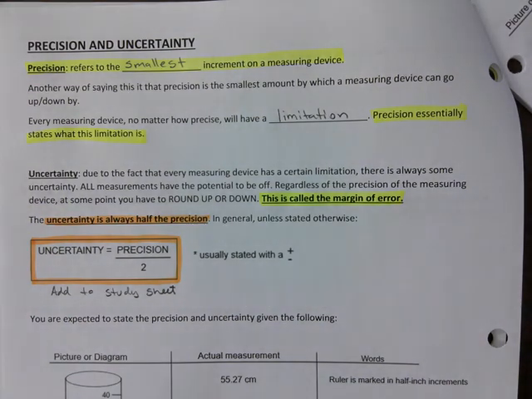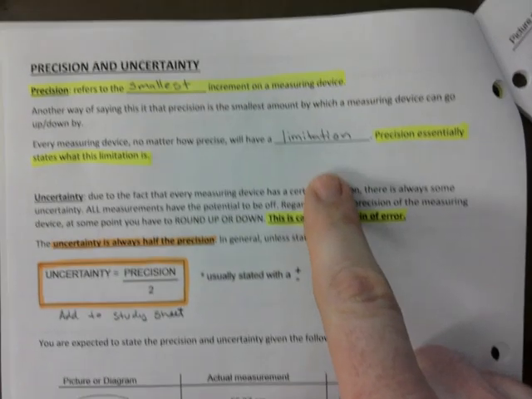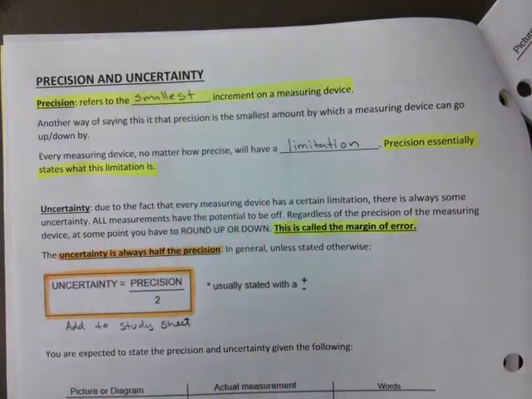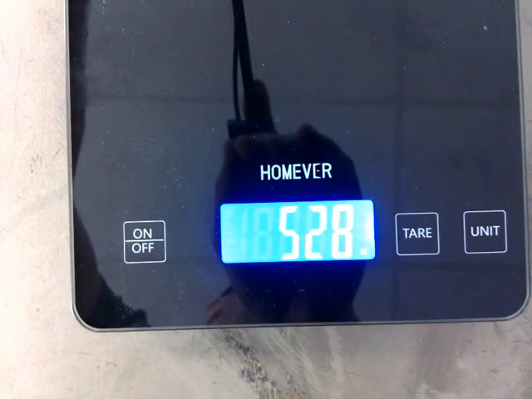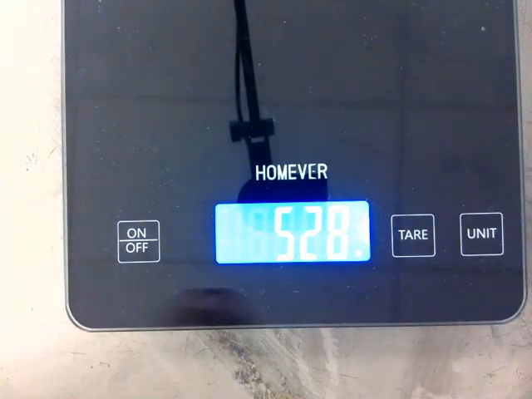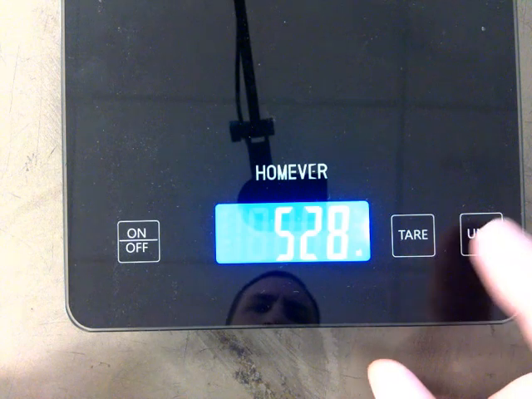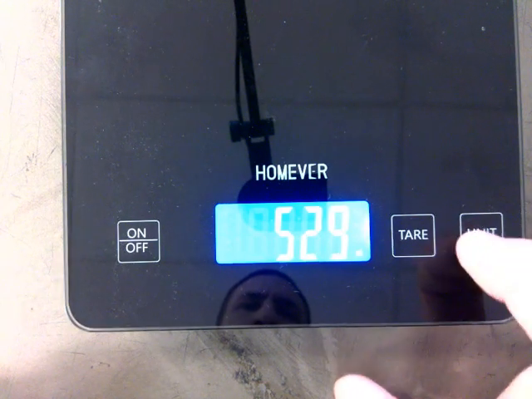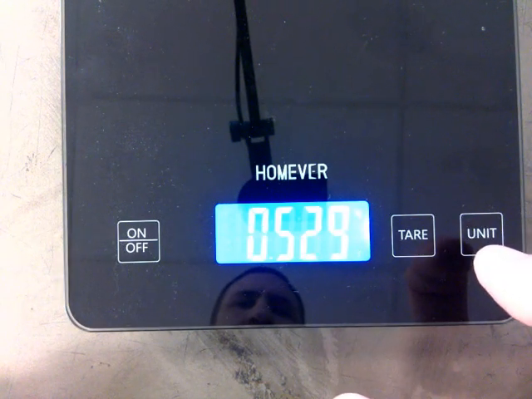I might bring some more goodies to show you, but I think this one does. This is a kitchen scale, okay? And I would like you to see what I mean by the precision. There's a smallest amount it can go up by. And then at some point you round. So I'll take this off for a bit. I'll bring it back. Can you see that? It's very faint. I know. I'll try something here. I'm going to go different units, grams. There we go.